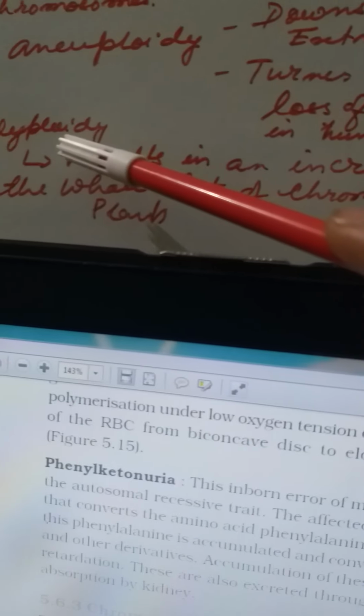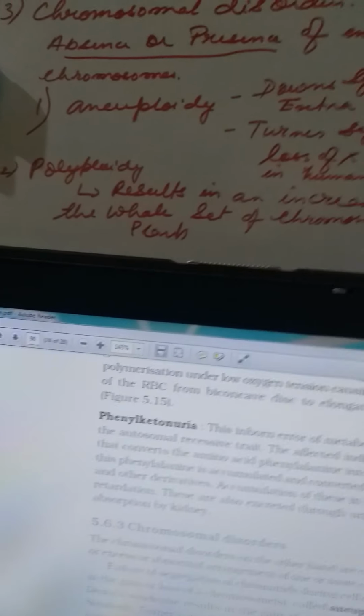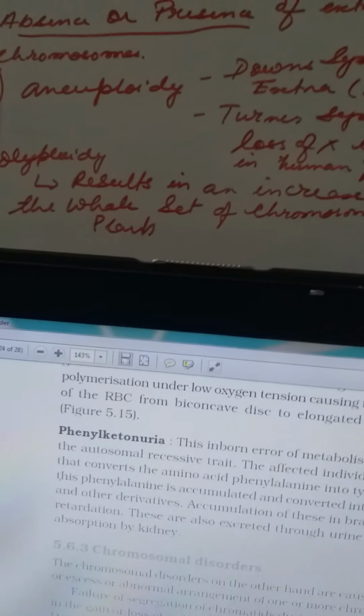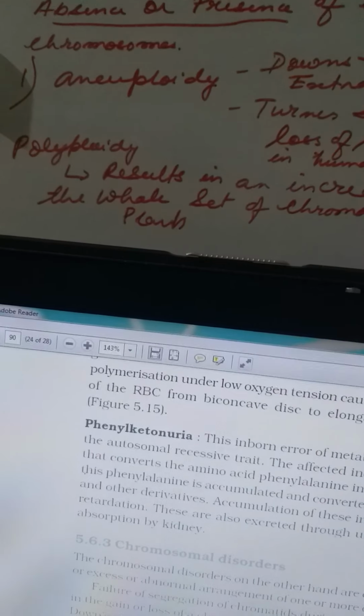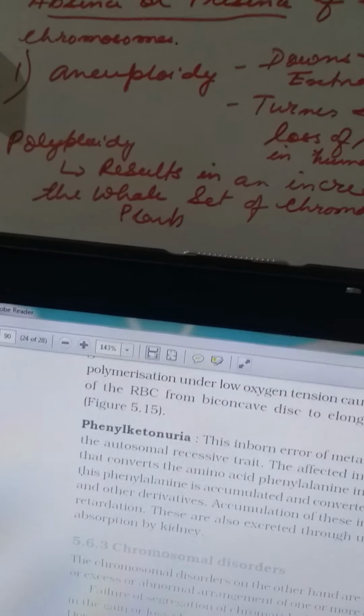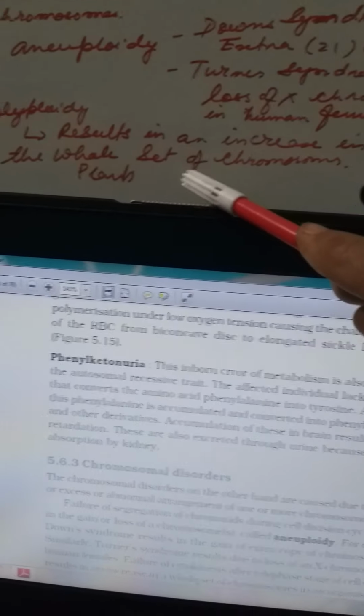And the last part is known as polyploidy. What is polyploidy? The full set of autosomes increases. Okay. So if the full set of autosomes increases, they'll have very complicated genotypic and phenotypic characters. Basically this polyploidy we find only in the plants.